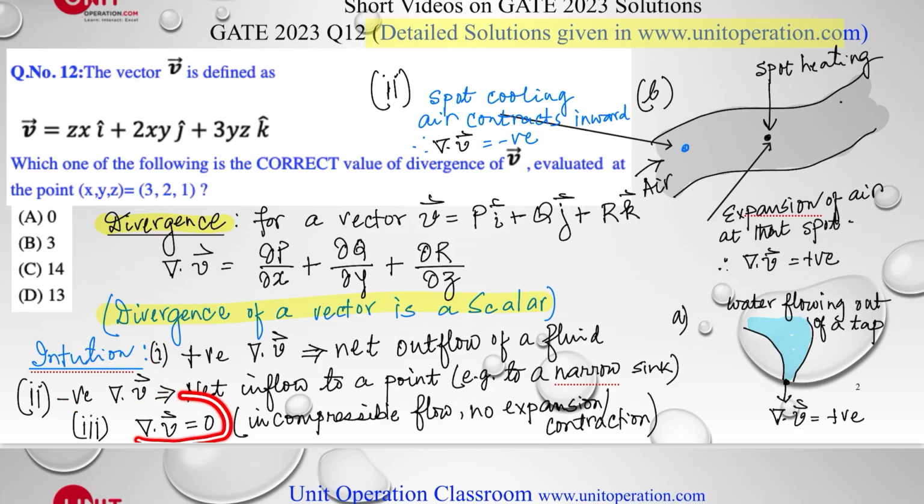And if, of course, the value of the divergence is equal to 0, which is usually the case of an incompressible flow, let's say like water, any liquid, there is no expansion or contraction. Again, let's say this is a conduit through which air is flowing. So if there is a spot heating here, there will be an expansion of air at that particular point. So here the divergence would be positive, as we said, net outflow of a point. Similarly, if there is a spot cooling for some reason, then the divergence would be negative, right?